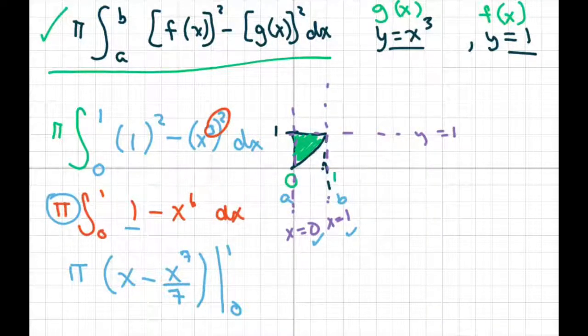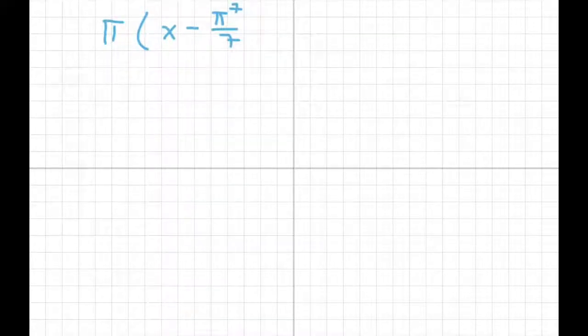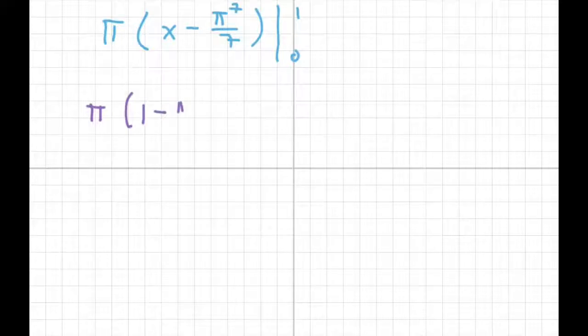And now we just have to plug everything in. I'm going to do it on this next sheet. So we have pi times x minus x to the 7th over 7, and from 0 to 1 we can evaluate. So you get pi, and we take our 1 first. So that's going to be 1 minus 1 to the 7th power divided by 7.